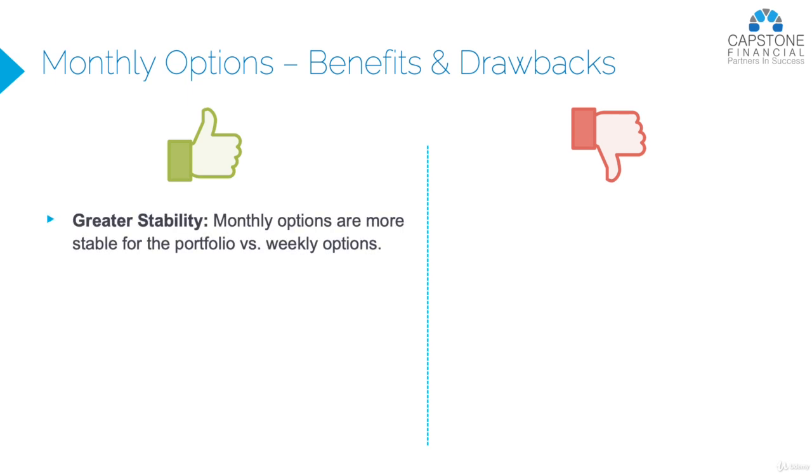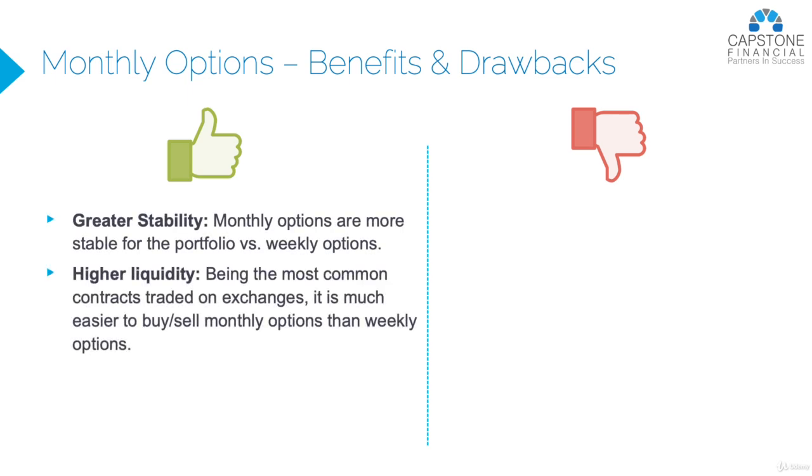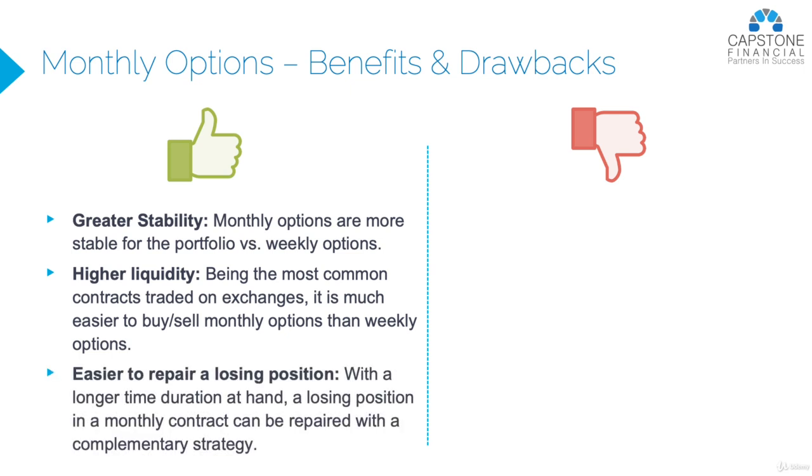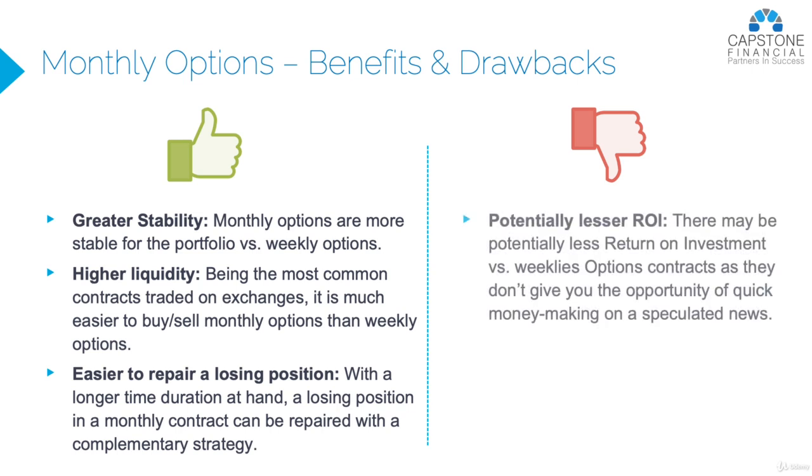Monthly options do tend to have greater stability. As we discussed, they do have higher liquidity, and it is easier to repair a losing position. Now, adding that last bullet point, easier to repair a losing position, I am going to come back and touch on, and that's a very important piece of buying and selling options. The drawbacks. Yes, you potentially have a lower chance on getting the rate of return that you would on a weekly option. And there are a few specific reasons for this.